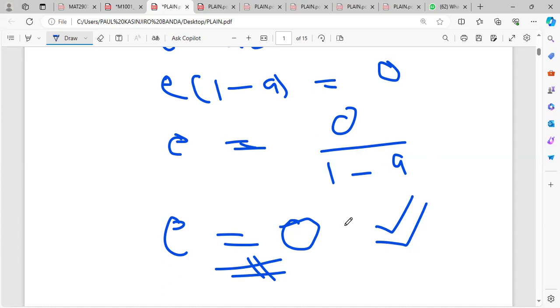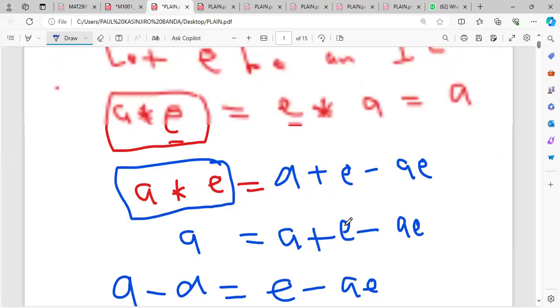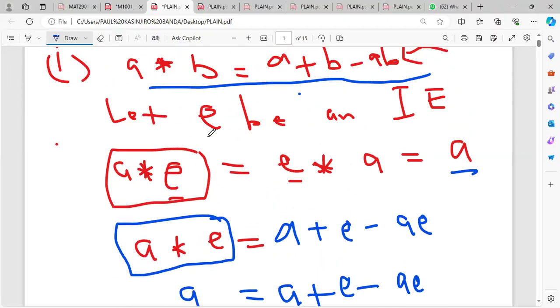So what do you have to do in order for you to find the identity element? Let me run it through. You assume that let E be an identity element, and then after that, you apply the operation that you've been given.